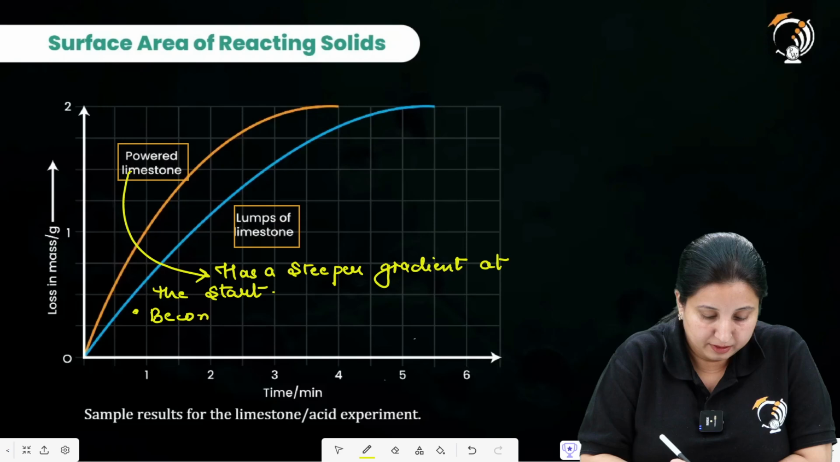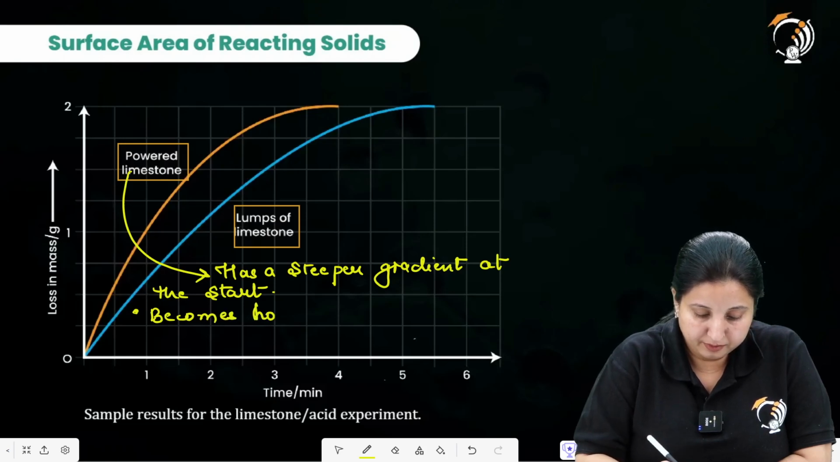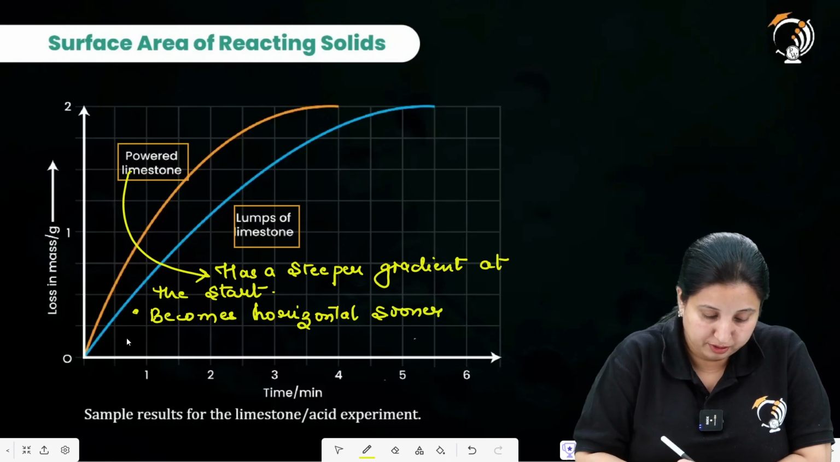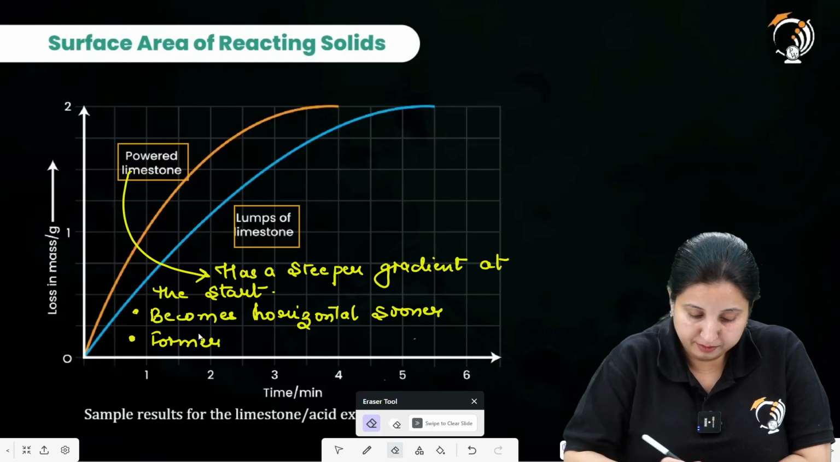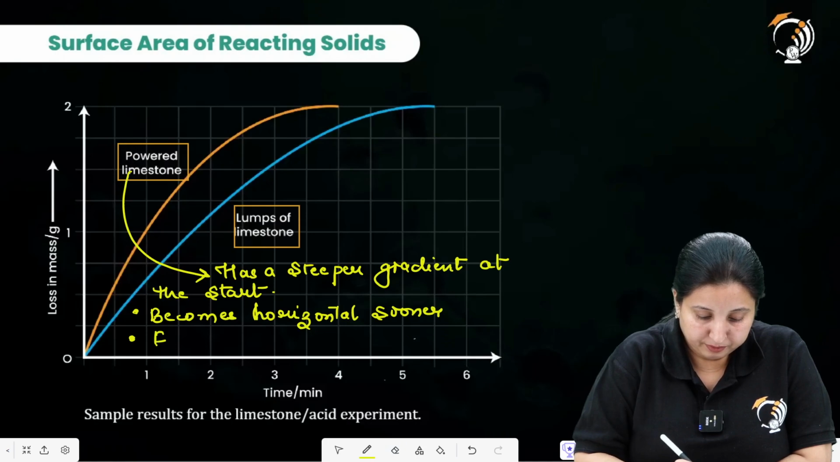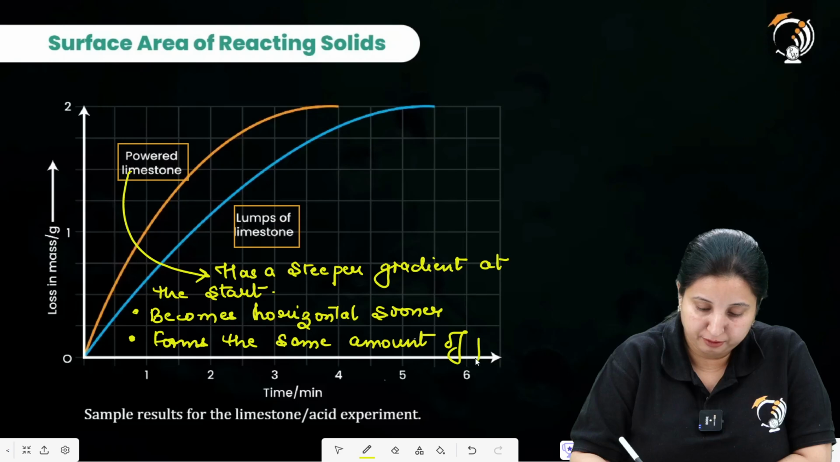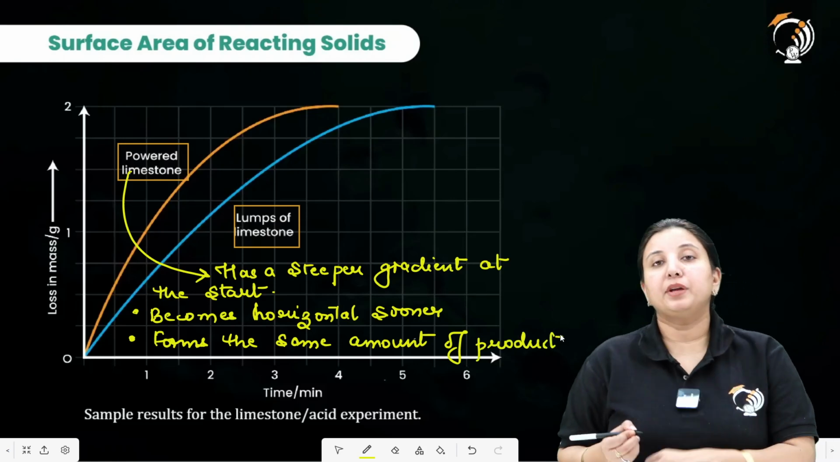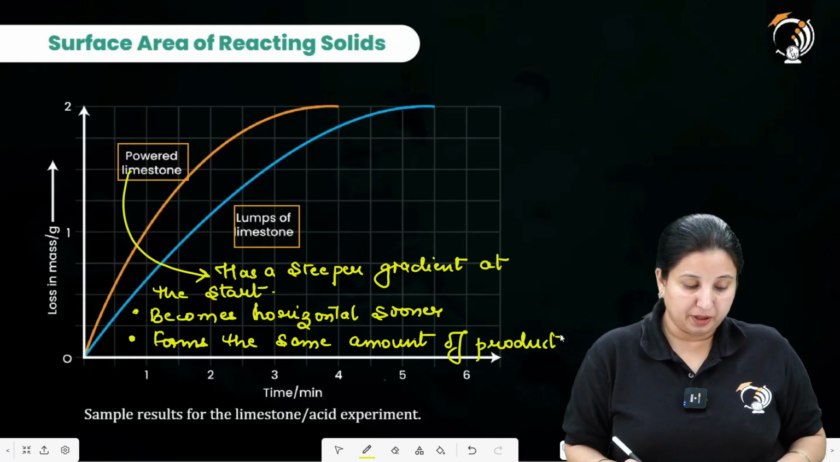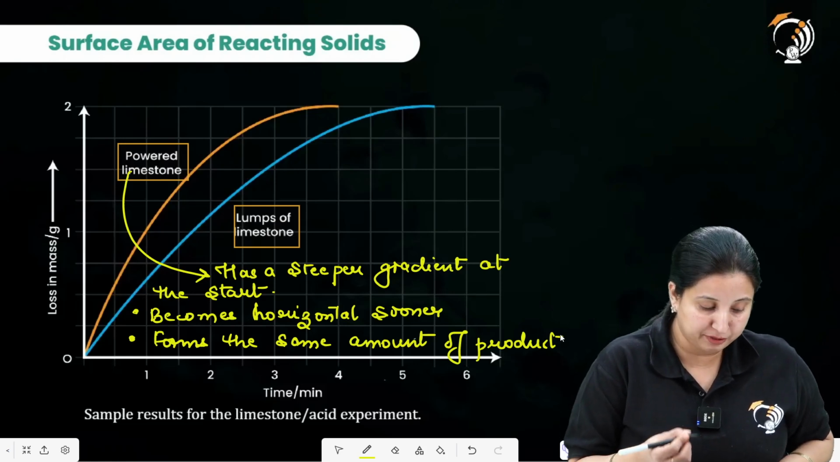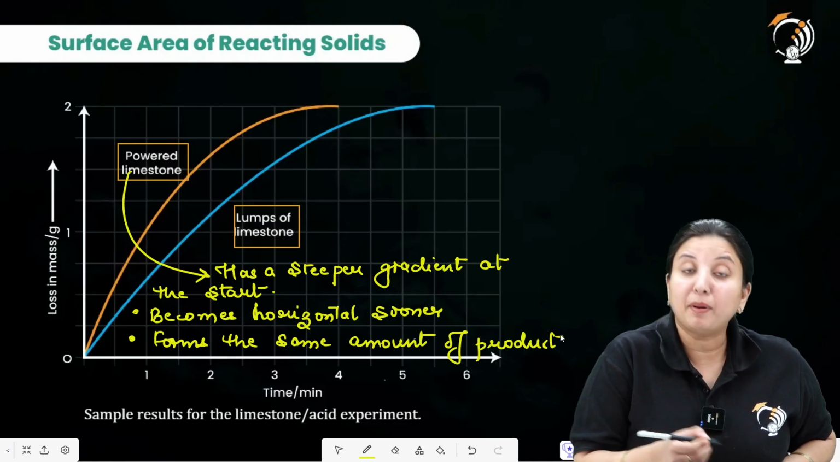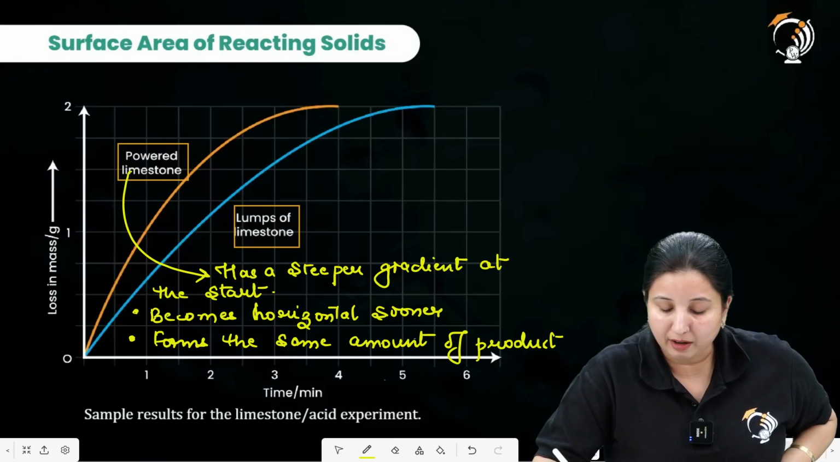Secondly, it becomes horizontal sooner, and thirdly it forms the same amount of product. Same amount of product means that whatever quantity of the reactant you have taken, that same amount of product you are going to get over here. So this is particularly a comparison between the reaction with the lumps of the reactant and the line of the graph with the powdered limestone. So this is how we are going to get the graph.